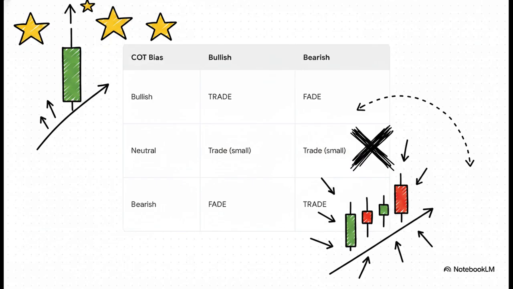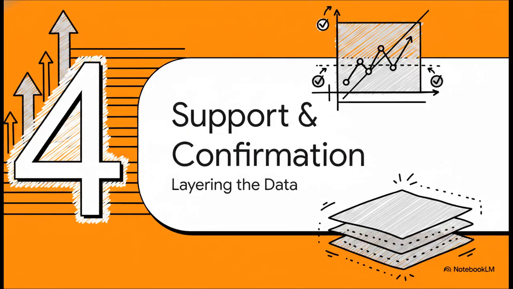Conversely, if COT is bearish, you're only hunting for those strong sell signals, completely ignoring all the bullish shapes. See what we're doing? We are aligning our intraday candle patterns perfectly with the macro institutional sentiment. Which brings us to section 4, support, resistance, and confirmation. Layering the data for high probability.